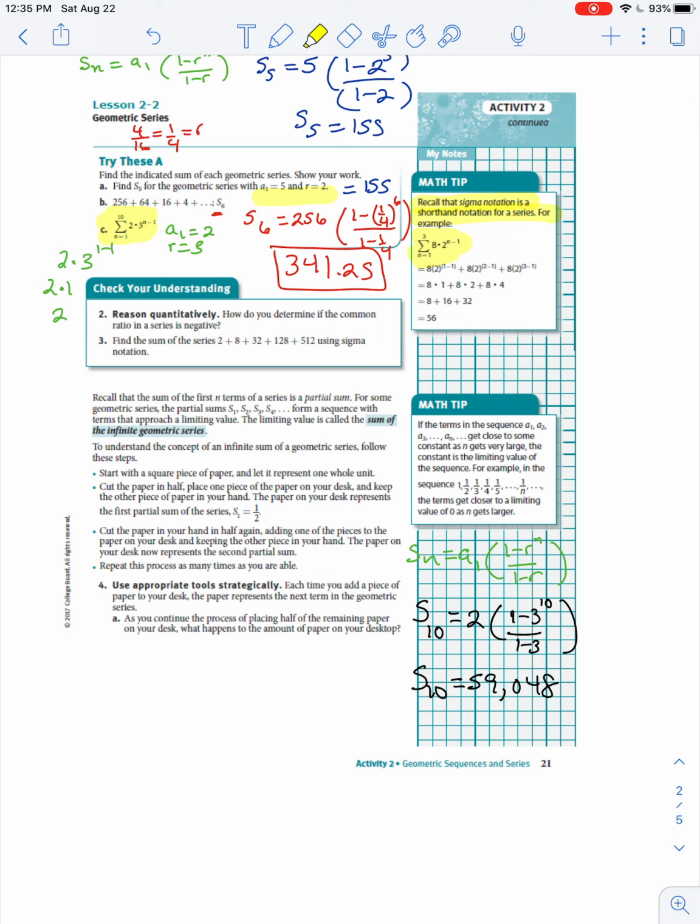Let's go ahead and start with the beginning of the problem. It says, recall the sum of the first n terms of a series is a partial sum. That's what we were doing up there in the try these. We were doing the sum of the first 6 terms or the first 5 terms. So that's considered a partial sum.